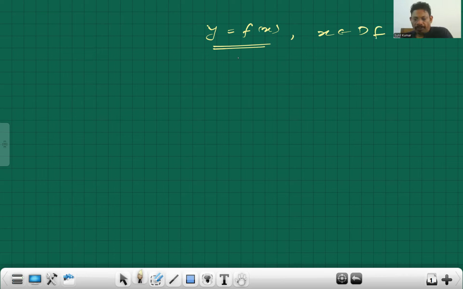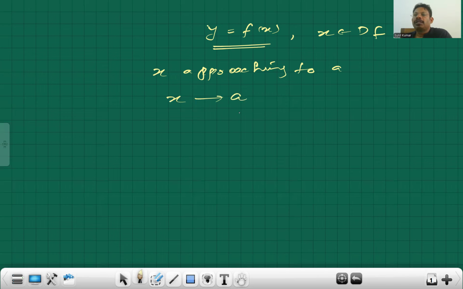So normally we will discuss the function y equal to f(x) is given. In this situation, you know that this x belongs to the domain of that function only. Whenever x is approaching a, we will denote this by x approaching a.